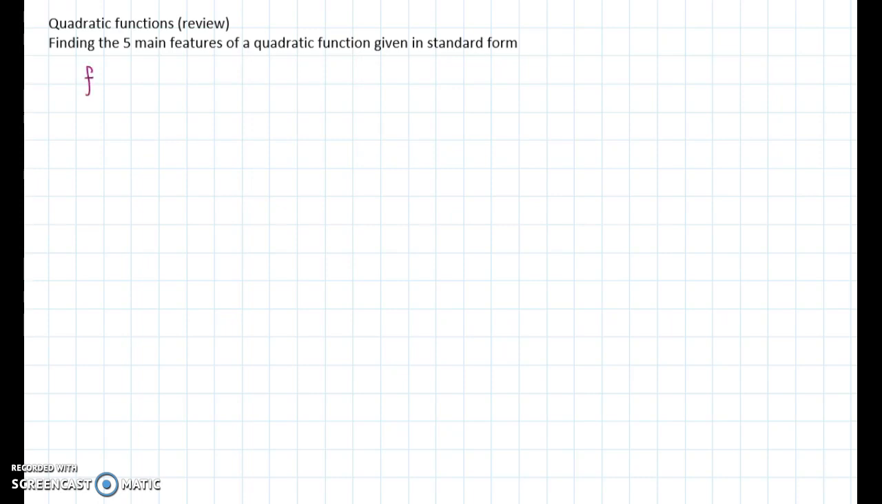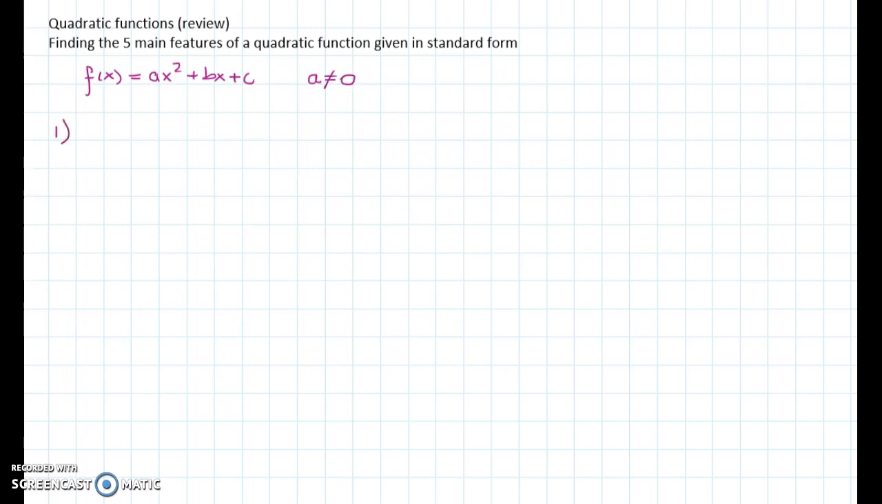So let's say we have our function, and I'm going to write just a generic one, ax squared plus bx plus c. And here I'm going to say that a has to be different than 0, so we are sure that we have a quadratic function.